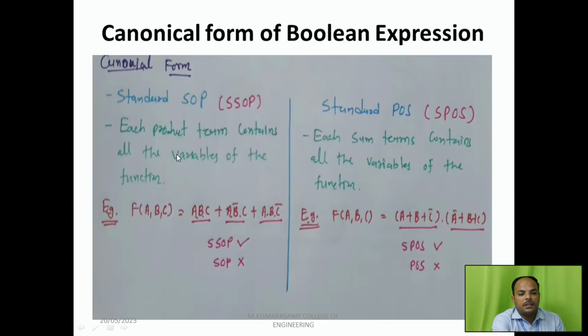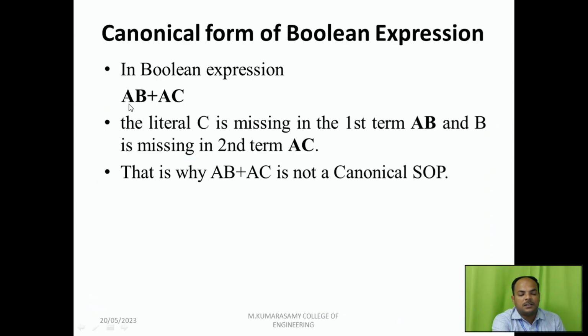For example, in this term AB, C is missing, so we want to multiply with its complement. The missing literal and its complement we want to OR, so we write C plus C bar. So the first term will be multiplied with C plus C bar. Already we know that as per the Boolean laws and theorems, C plus C bar is 1. So multiplication of 1 with any variable gives us the same variable.